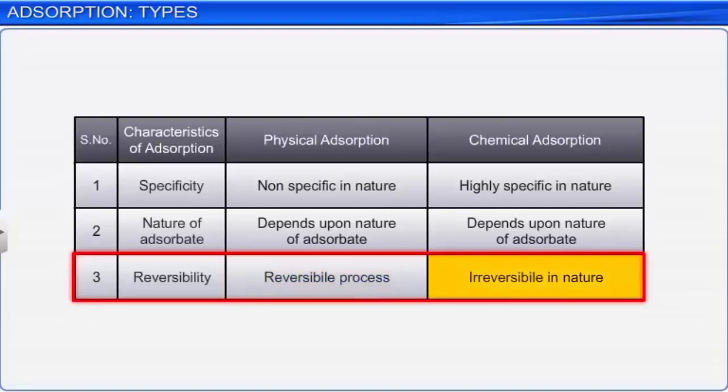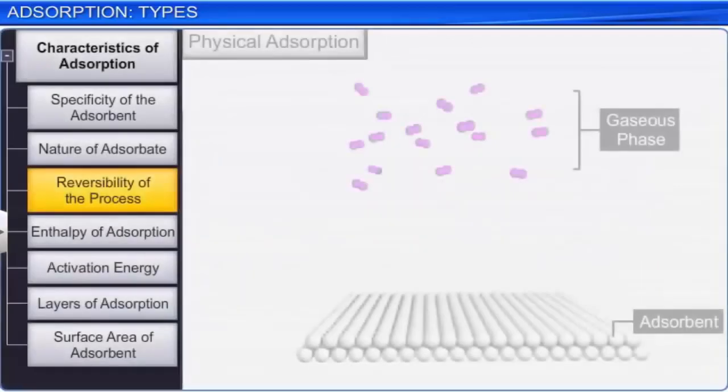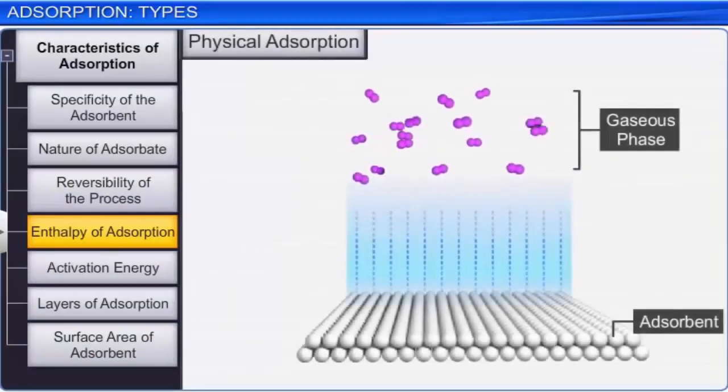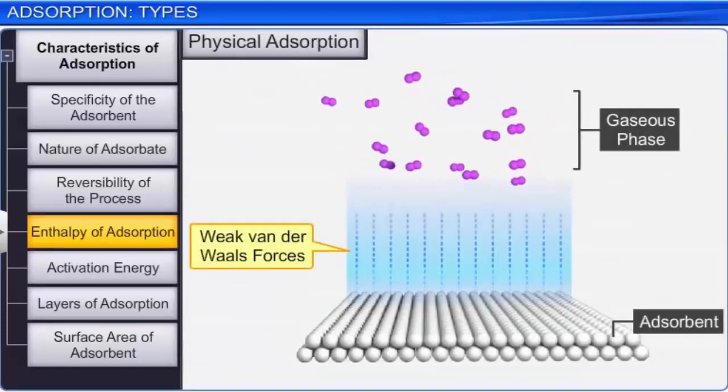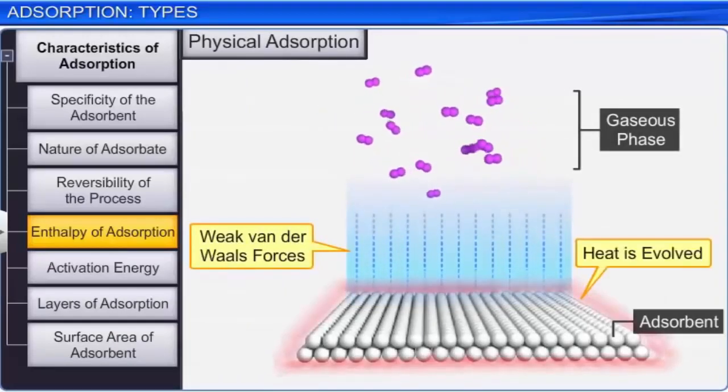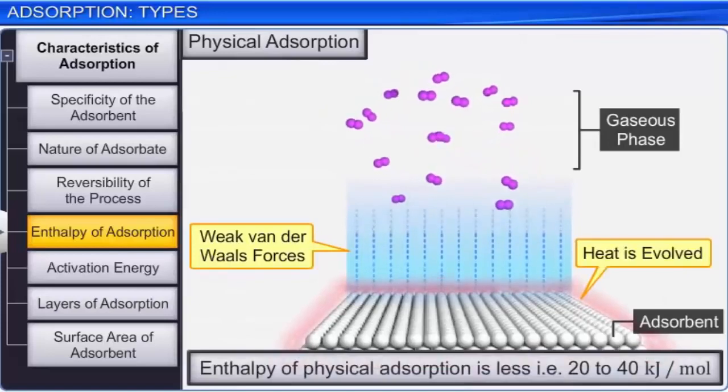Next, let us discuss the enthalpy change associated with physical and chemical adsorption. In physical adsorption, since the van der Waals forces of attraction are weak, the heat evolved or the enthalpy of adsorption is very little, around 20 to 40 kilojoules per mole.